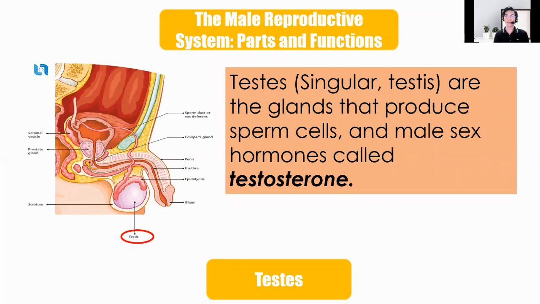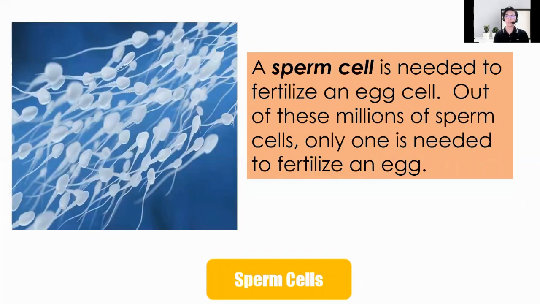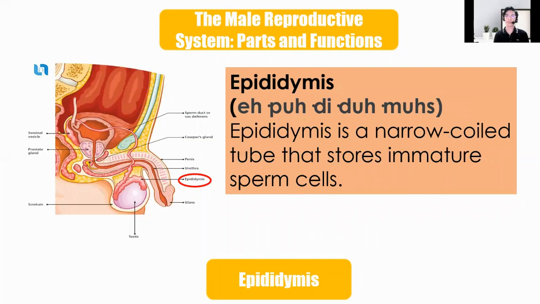Testes. Testes, singular testis, are the glands that produce sperm cells and male sex hormones called testosterone. Sperm cells. Sperm cells are needed to fertilize an egg cell. Out of these millions of sperm cells, only one is needed to fertilize an egg. Epididymis. Epididymis is a narrow coiled tube that stores immature sperm cells.